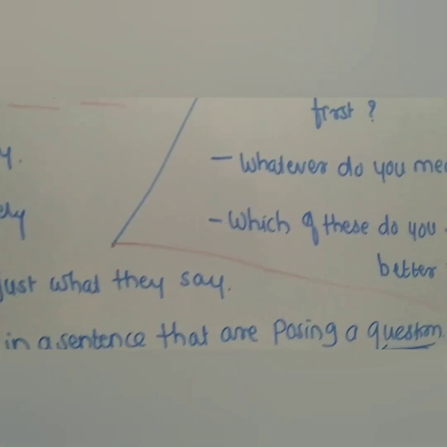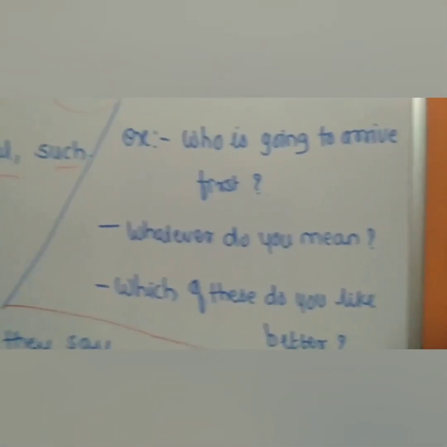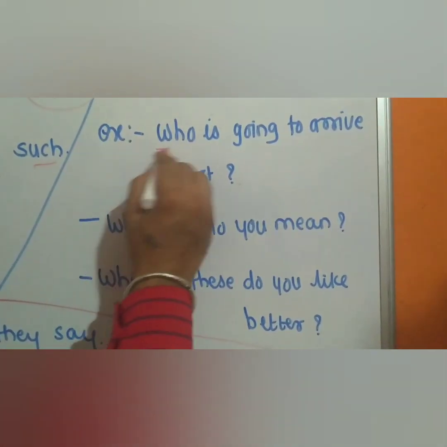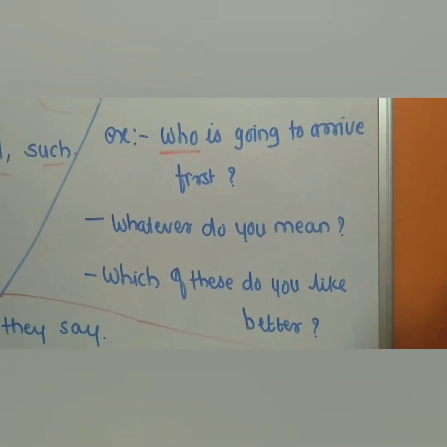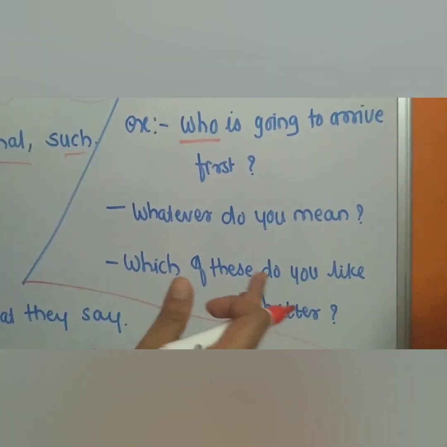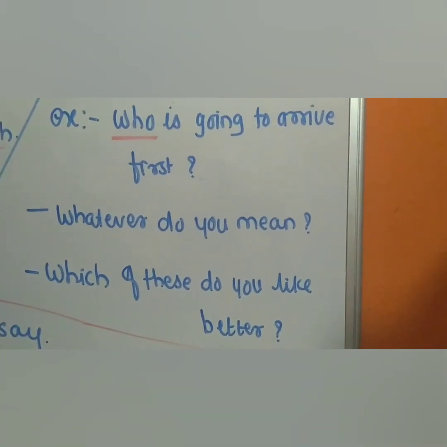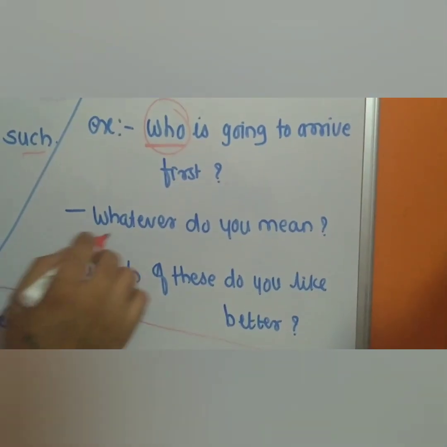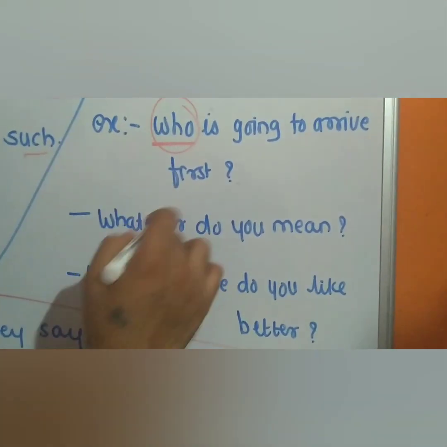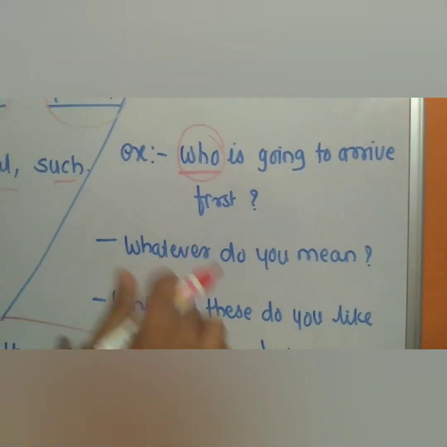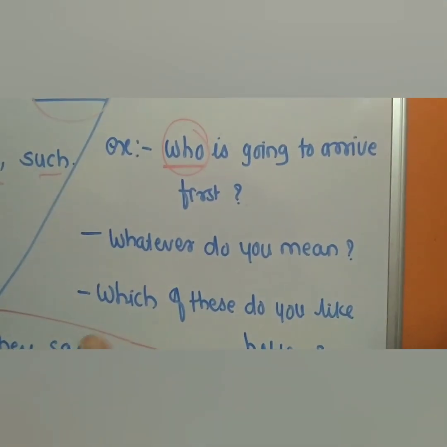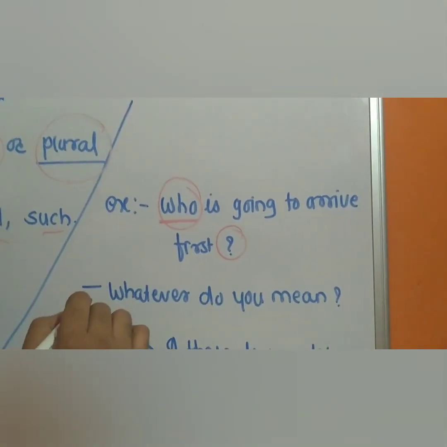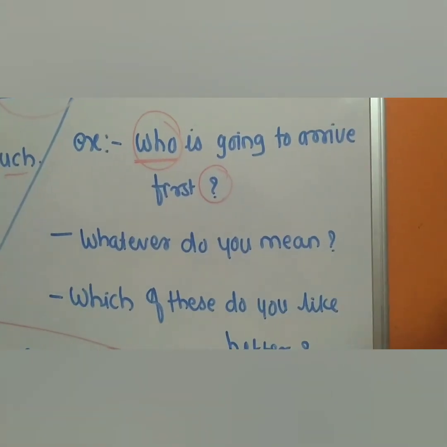Now, an example of interrogative pronouns is: who is going to arrive first? So in this sentence, dear student, please pay attention here. Who is going to arrive first? Here, who is indicated as the interrogative pronoun, and with these types of words we ask a question or frame the question of the sentence. That's why you must put a question mark here.